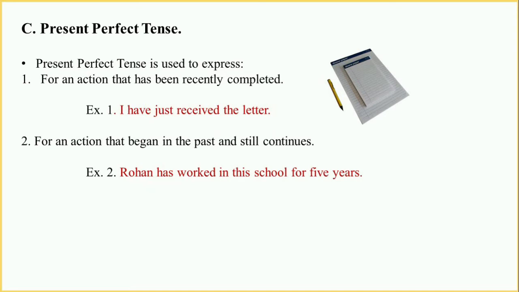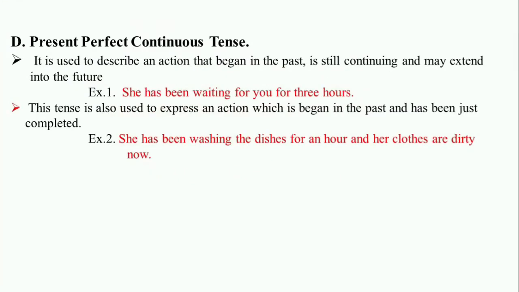It is also used to express an action that began in the past and still continues. For example, Rohan has worked in this school for 5 years. As you see in this example, Rohan has completed 5 years of work in the school and he is still working. Now we come to present perfect continuous tense.